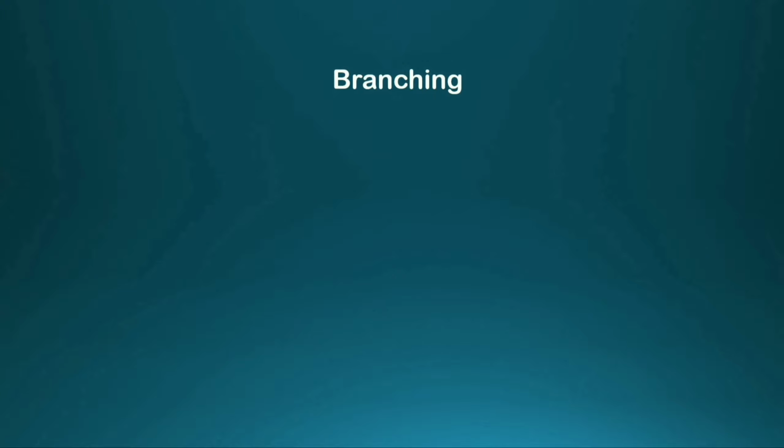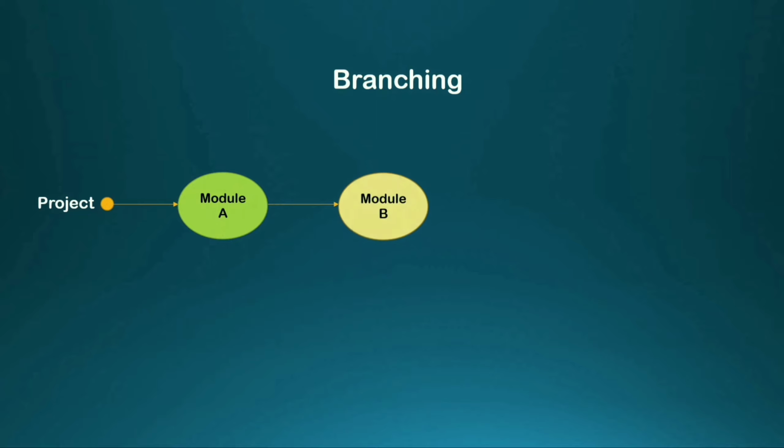Now let's talk about branching. So what is branching? Let's say your team is working on a project. You are working on module A. You committed the changes. Then your friend is working on module B. He commits the changes. Then you find that there is a bug in your module A. Then you have to go back and rectify the bug. But in between there is module B which is working perfectly. If you go back to your previous commit, then module B won't be available if you commit again.